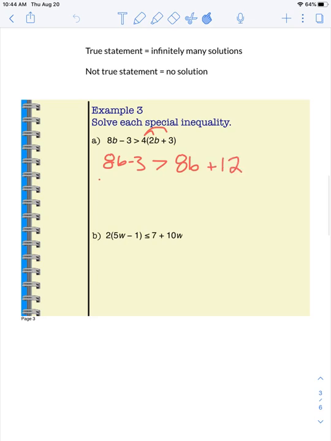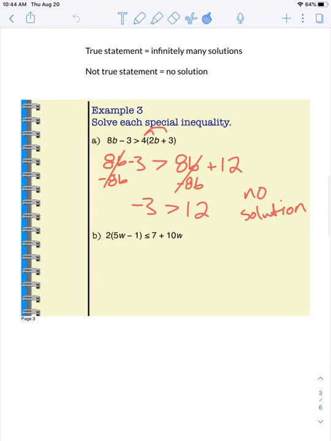And now I can subtract 8b from both sides. It cancels out on both sides, and now I have negative 3 is greater than 12. And is negative 3 greater than 12? No, it's not. So this is no solution because that is not true.